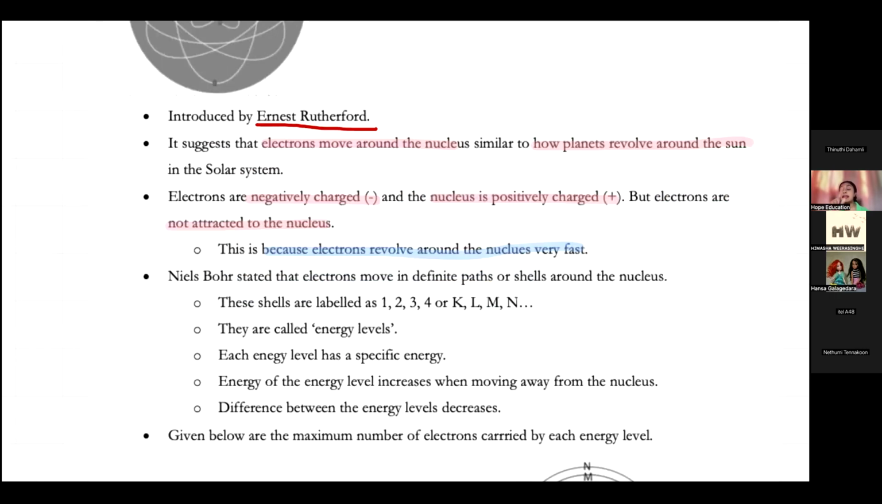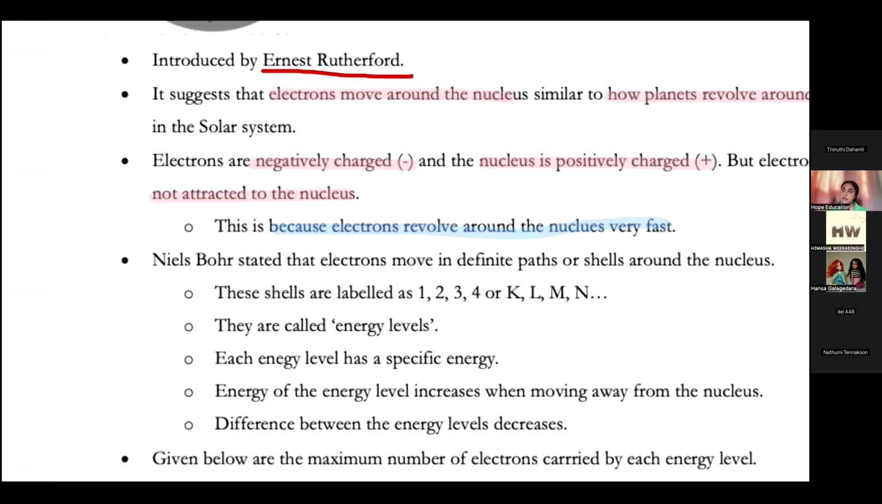Electrons are not randomly moving around the nucleus. Niels Bohr says electrons move in definite paths or shells.